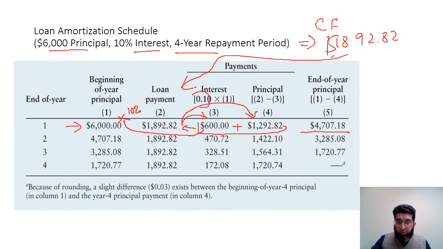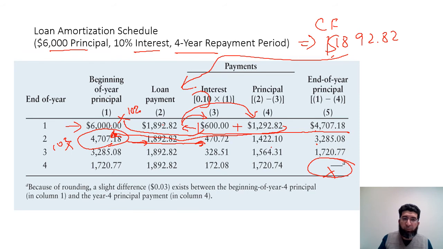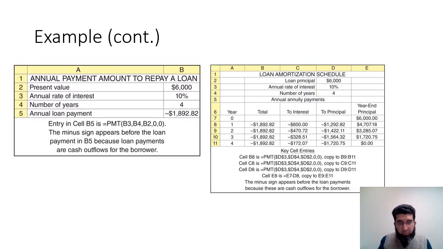This becomes the beginning of year balance here, and so on and so forth. It will again subtract 1892, and 470 is calculated by multiplying this amount, 4707, with 10%, and the result goes here, 470.72. The remaining is 1422, which is the principal, and the total balance left is this much. At the end of the fourth year, we should get nothing here. It should be 0 or a very small amount. Sometimes slight differences come because of rounding off errors, and that's all right.